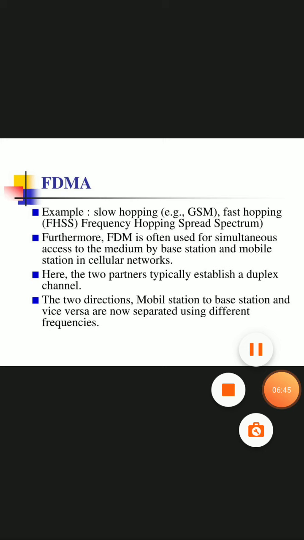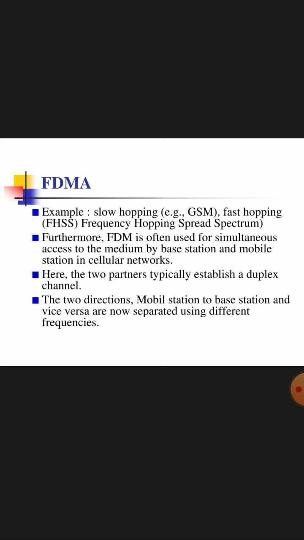One more example is slow hopping. Slow hopping is GSM, Global System for Mobile, okay. Slow hopping means the GSM example, and fast hopping means FHSS, that is, frequency hopping spread spectrum.